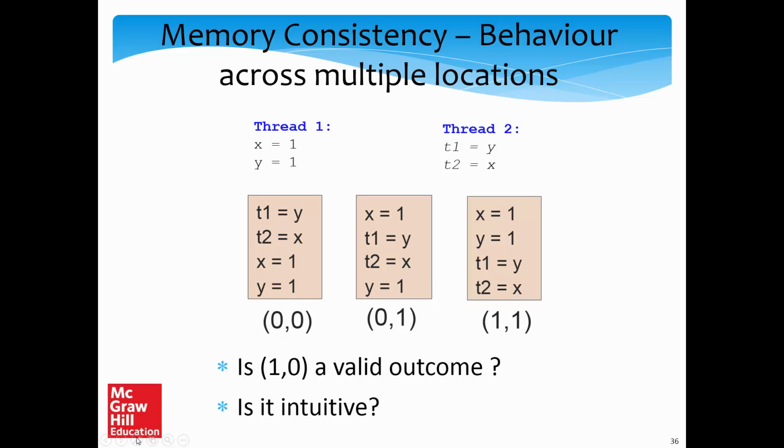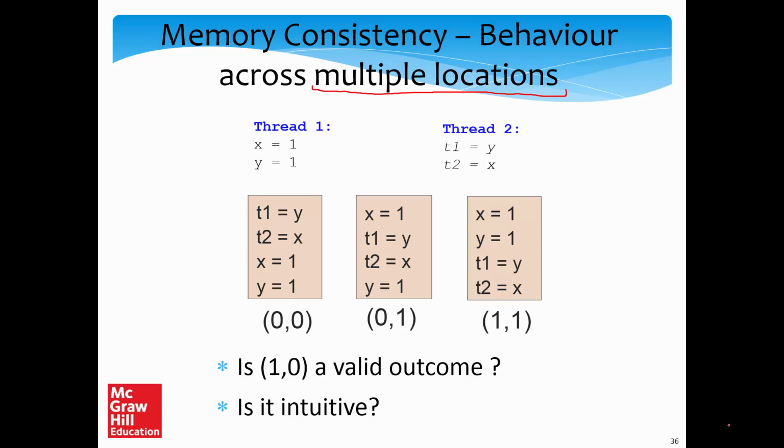So let us now discuss memory consistency, which is similar to coherence but different in a very fundamental aspect. The aspect is like this: coherence was behavior across a single memory location, and consistency specifies the behavior across multiple memory locations, right? So the memory locations per se are different. That is the biggest difference. And here also we can have a set of behaviors that are intuitive and a set of behaviors that are non-intuitive.